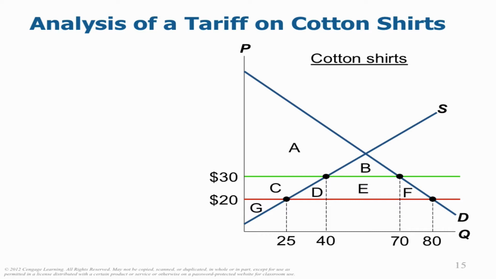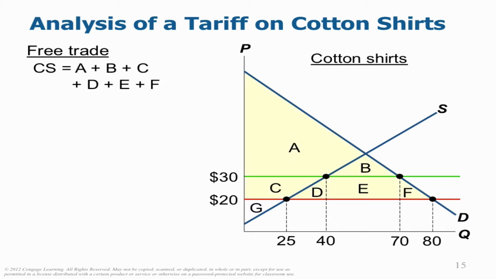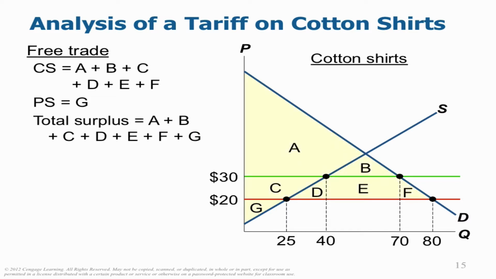What is consumer surplus? A, B, F, E, D, and C. The whole big triangle above. Right. Do you understand, Zach? Okay. Where's producer surplus? G. So then total surplus is all that there. All right.